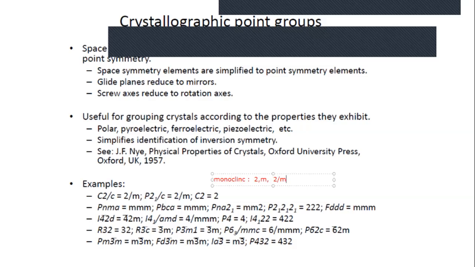So now we look at orthorhombic. We have PNMA. It's going to have the point group MMM. PBCA also has the point group MMM. And let me just write that to show you here.